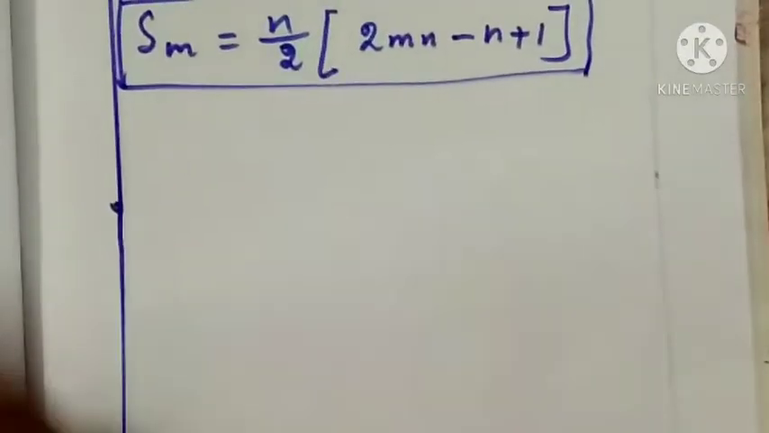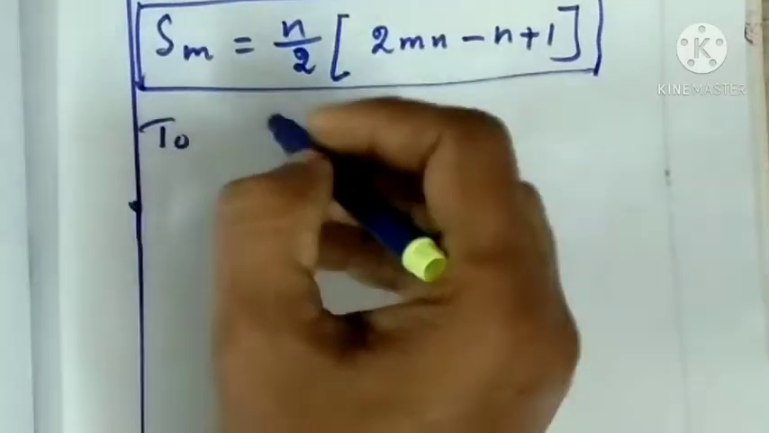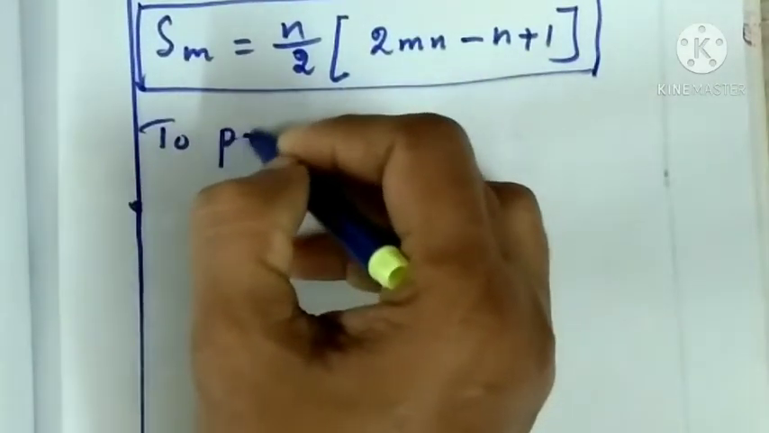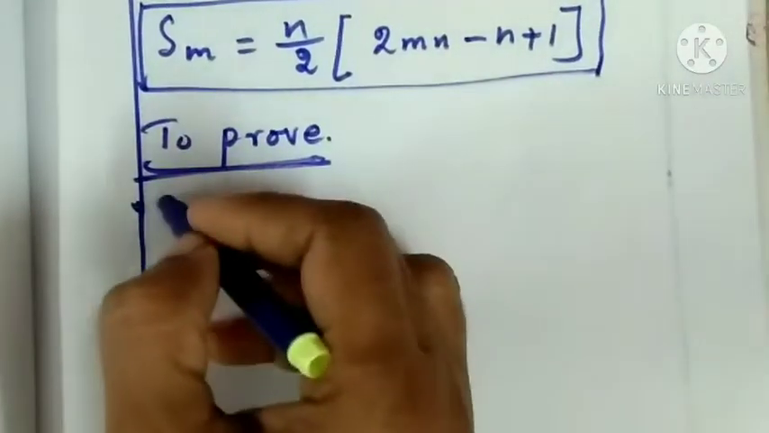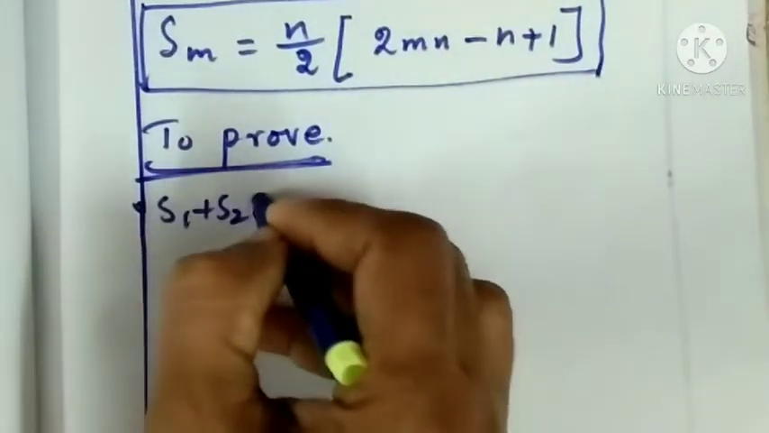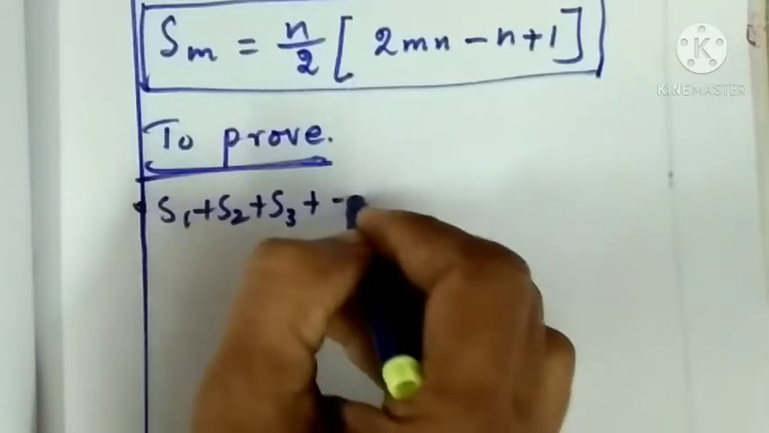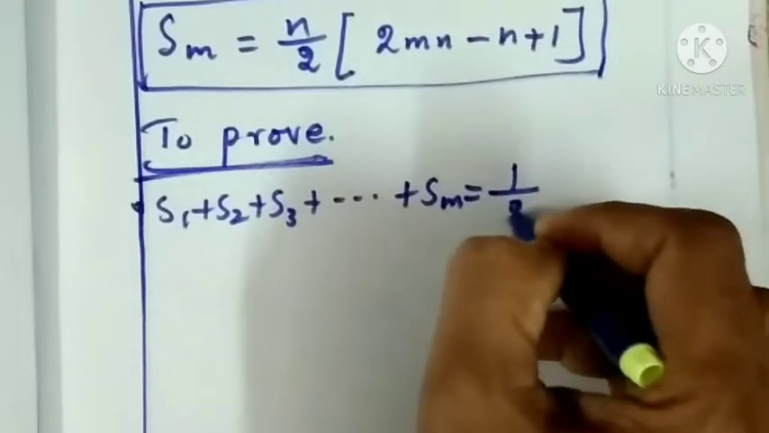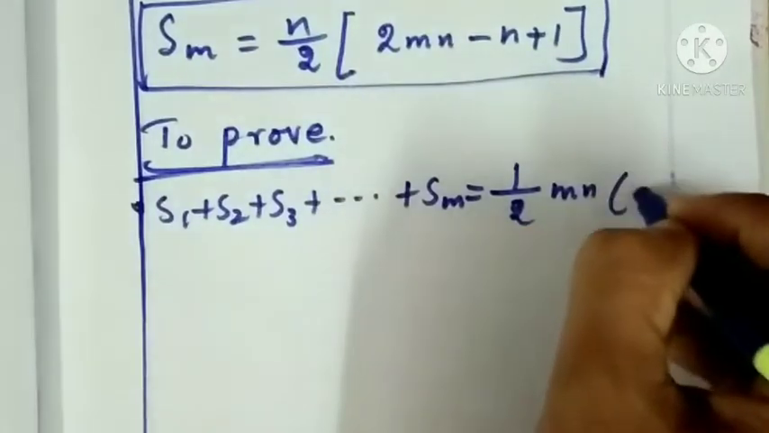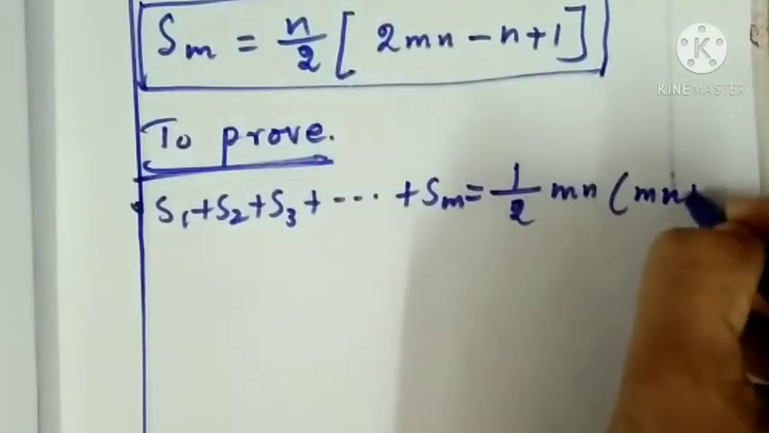Now we have to prove the given term. That is, first you take down and write the given proof. To prove: S1 plus S2 plus S3 up to plus Sm is equal to half into mn into mn plus 1.